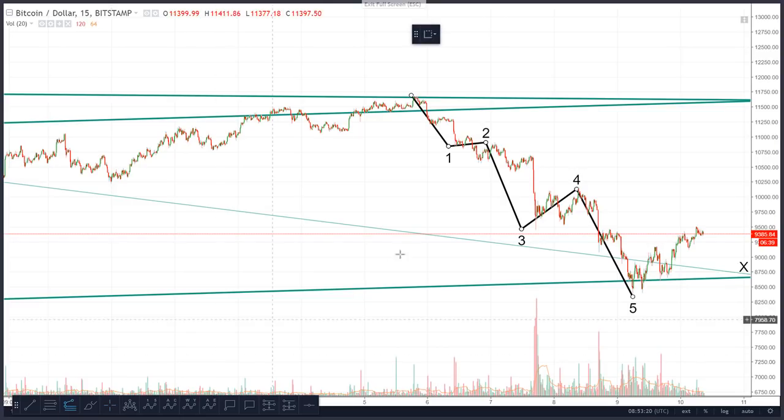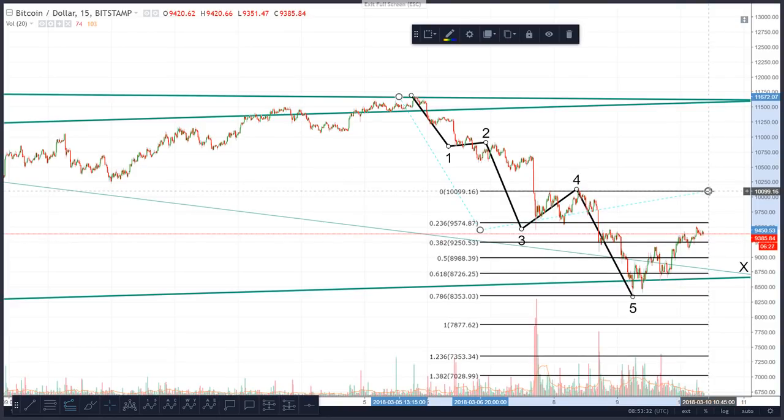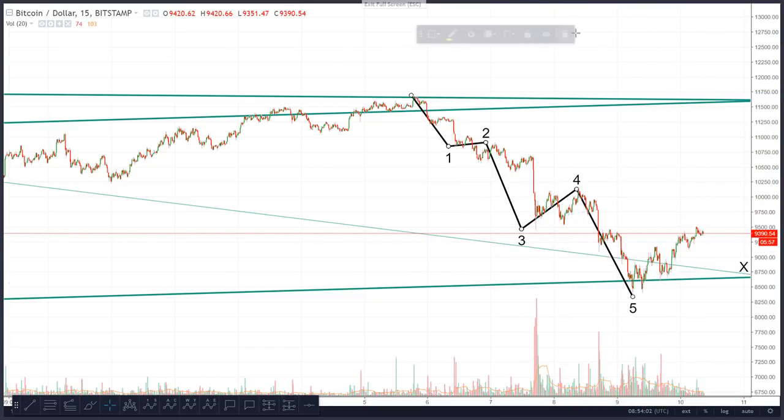But one way of calculating it is if we go from the beginning of the whole move, go down to the bottom of 3, and extend that from the beginning of 5. So you can see it hit the 0.786. This is a common fib extension for wave 5. So it's a 0.786 extension of waves 0 to 3, or very commonly it can hit the 0.618, so often it finishes here, but this is a very common one as well, the 0.786 extension of waves 0 to 3. Okay, so it hit that quite nicely there, another reason for why it turned.